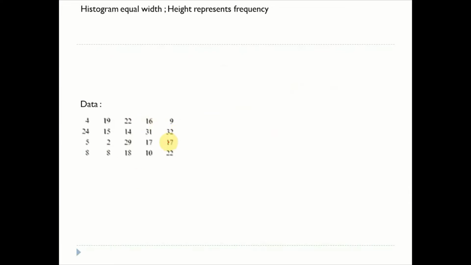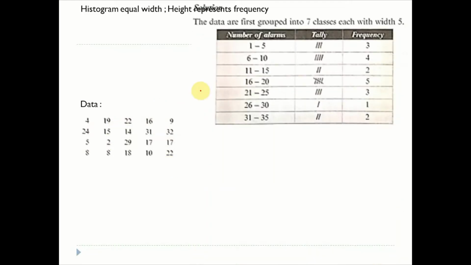This is the data from before. The first thing we need to do to construct a histogram is group this data. So what I can do is classify it from 1 to 5. I see here there is 4, 1 to 5, 4, 2 and 5. So under 1 to 5, there are 3 frequencies, 1, 2, 3. From 6 to 10, there is 9, 8, 8, and 10. So there are 4. 11 to 15, we continue until the last one is 31 to 35.